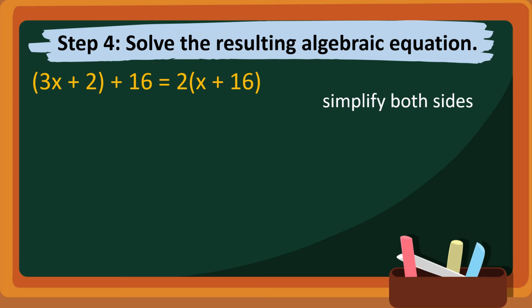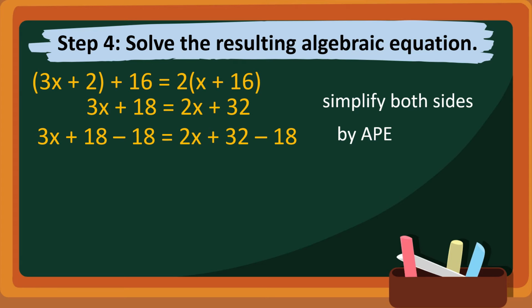Let's simplify both sides. We have 3x plus 18 is equal to 2x plus 32. By the addition property of equality, we will add negative 18 to both sides. So we have 3x plus 18 minus 18 is equal to 2x plus 32 minus 18. Now let's simplify. We have 3x is equal to 2x plus 14.